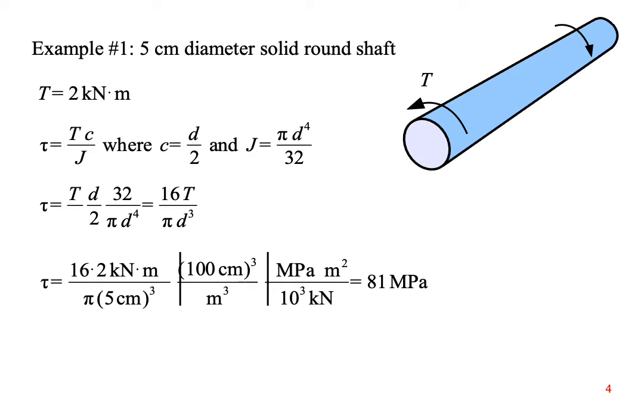Here's an example problem. A solid round shaft is loaded with a torque of 2 kilonewton meters, and we want to know the shear stress. We start by solving the shear stress equation algebraically in order to simplify the equation. It works out to 16T over pi d cubed. The result is 81 megapascals. We can compare this number with the allowable shear strength for this material and determine whether the shaft is strong enough to support the applied torque.